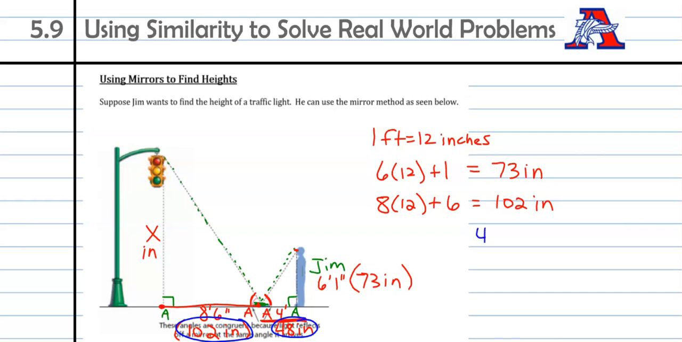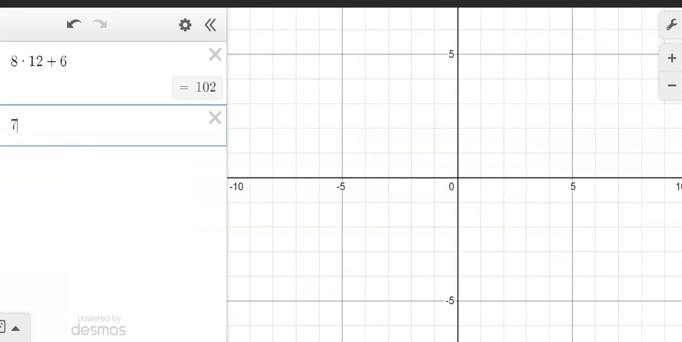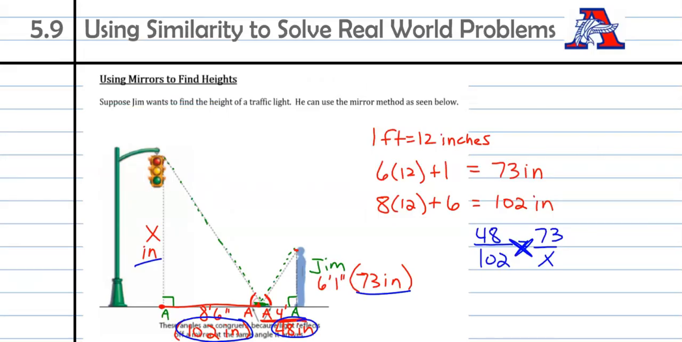So we can do 48 over 102 equals 73 over x. Okay, and then we're just going to cross multiply and divide. So 73 times 102, I'm going to grab a calculator, and that's going to be 7446 equals 48x. And then last step would be to divide by 48.